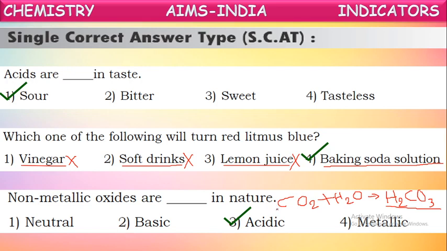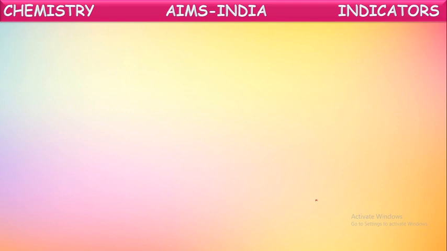So what's happening here? Non-metallic oxide on dissolving into water forms an acid. So these non-metallic oxides are called acidic oxides. Generally, non-metallic oxides are acidic in nature. Okay, next one. Let us see.